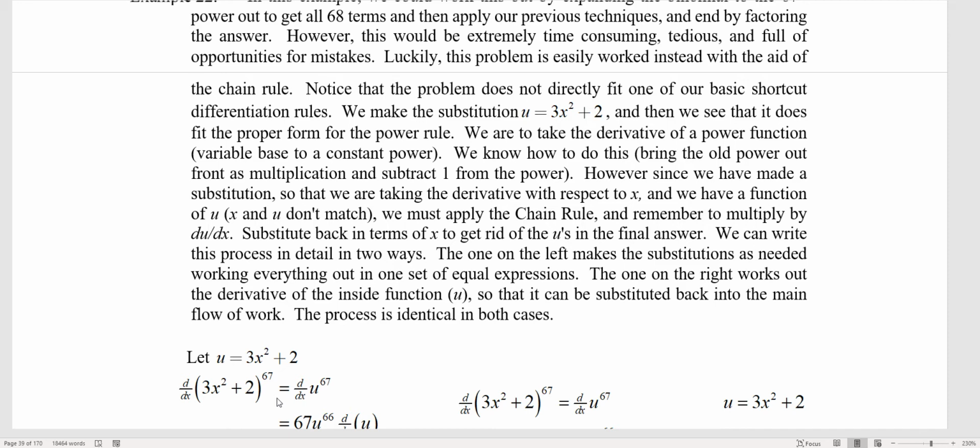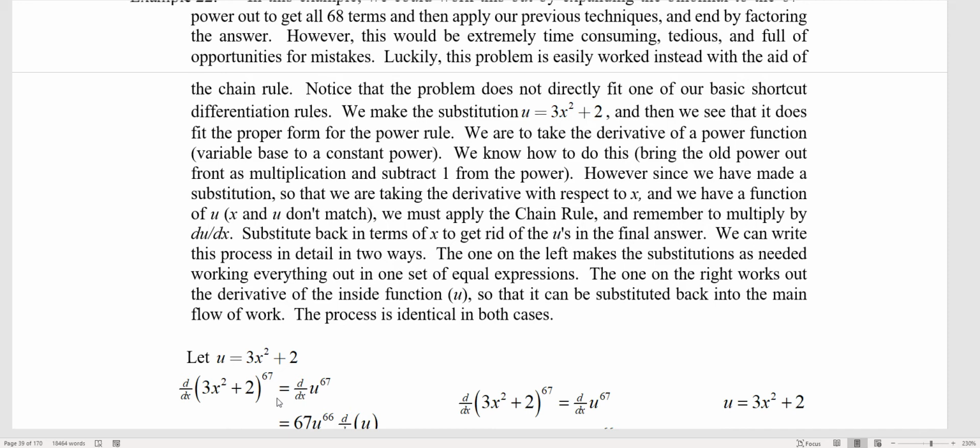You're going to expand that out, it's going to have 68 terms. There's a lot of places to make a mistake. It's going to take us a long time to do it. It's tedious, it's time consuming, full of opportunities for mistakes. We don't want to do it that way. Luckily, the chain rule allows us a different approach that's going to make this a lot better.